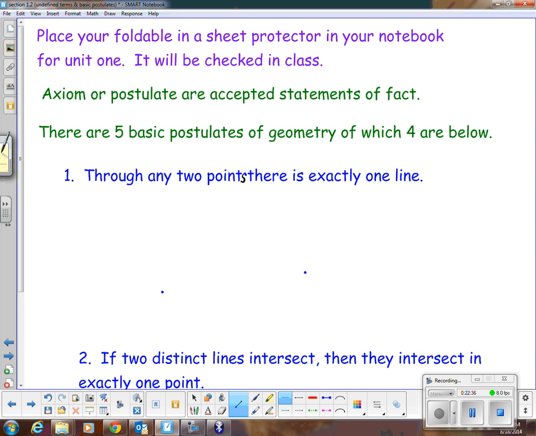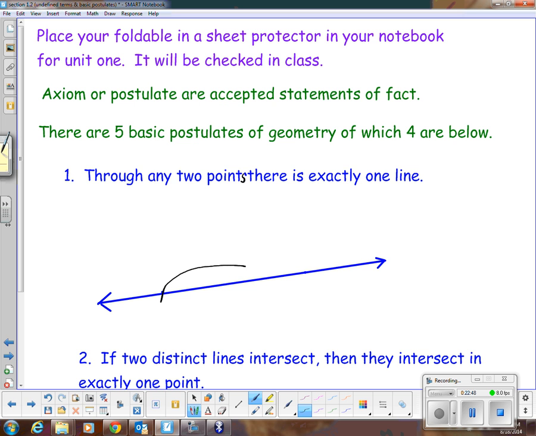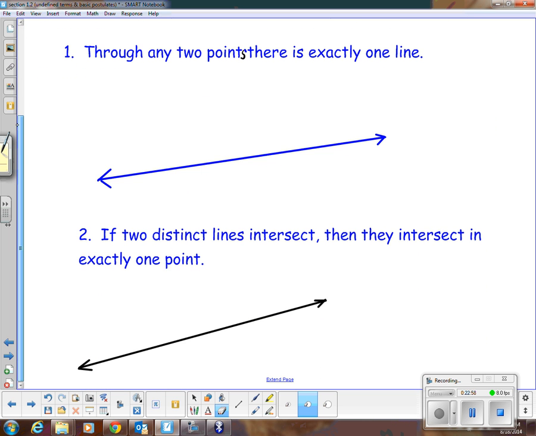In other words, if I want to connect these 2 points, the only way I can do it is with one line. If I try to do anything else, then in order to connect them, I'm not going to be straight anymore. I'm going to be curved, and that is not a line. So, yeah, I know it's pretty obvious, but it's a big postulate. Through any 2 points, there's exactly one line.